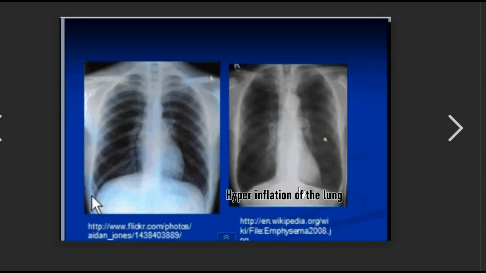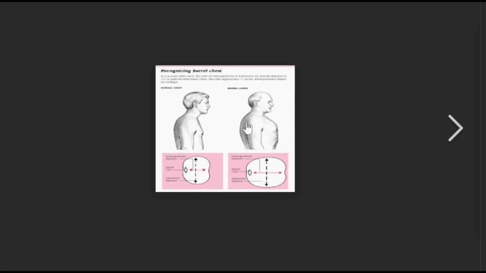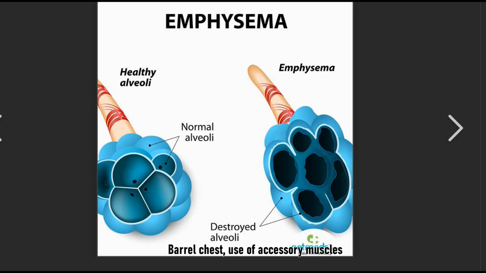But in hyperinflated lungs, the diaphragm is affected. It cannot help with the respiration, so the patient starts using the accessory muscles, that is the neck and shoulder muscles. And also there is an increase in the anterior posterior diameter of the chest because of the hyperinflation of the lung. This is the normal. Whereas in chronic COPD, there is an increase in the anterior and posterior diameter of the chest called barrel chest. So in emphysema, you will see patients using the accessory muscles and a barrel chest appearance.